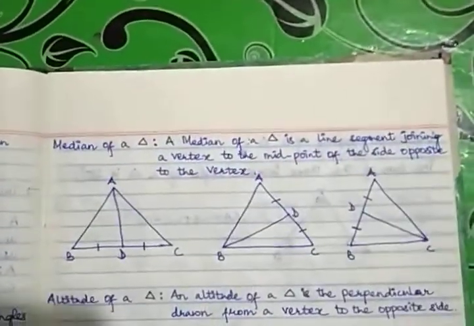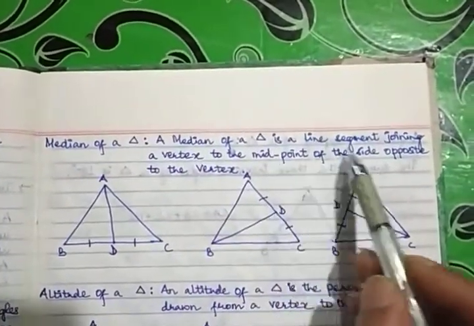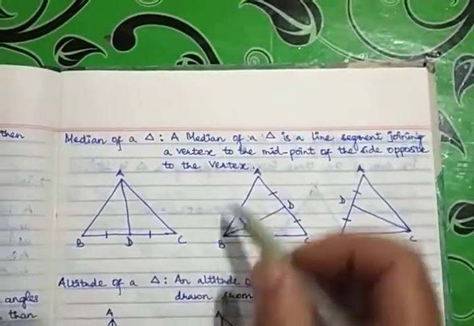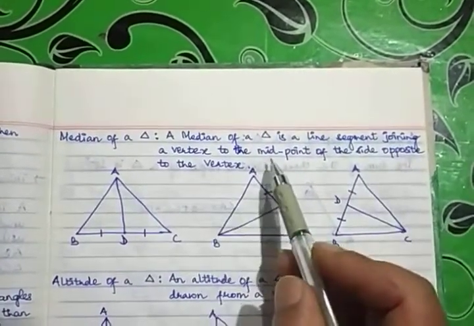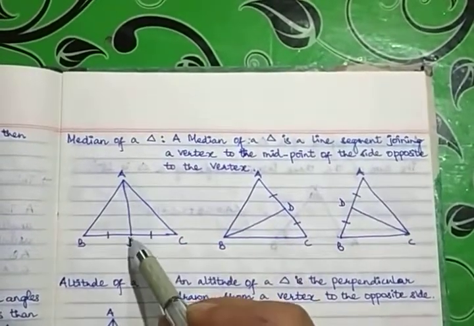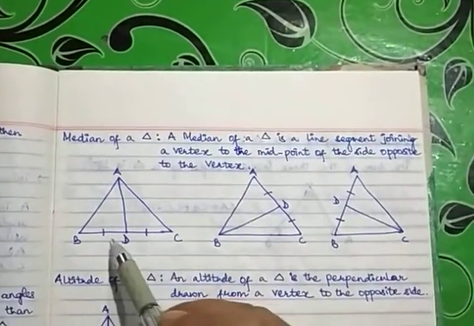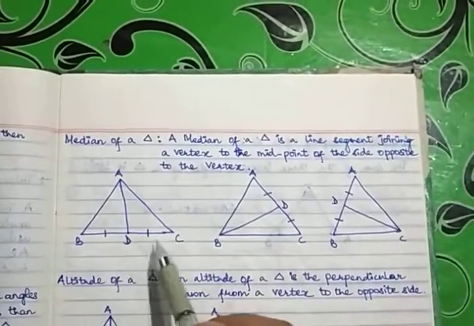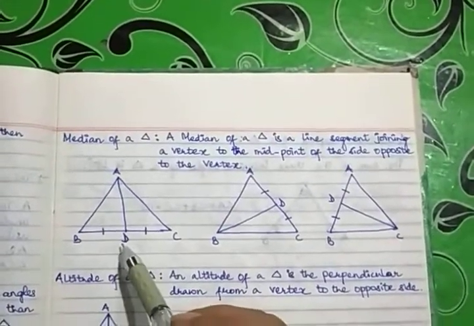Now after that comes a median of a triangle. A median of a triangle is a line segment joining a vertex to the midpoint of the side opposite to the vertex. Now what does that mean? From a vertex, if you draw a line segment which divides the opposite side into two parts. Midpoint means the midpoint of BC, that is the point which divides a line segment or a side into two equal parts, isn't it?